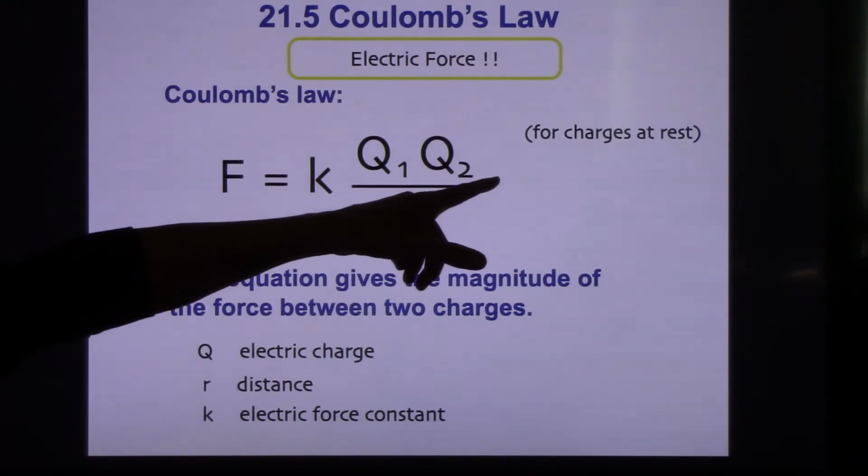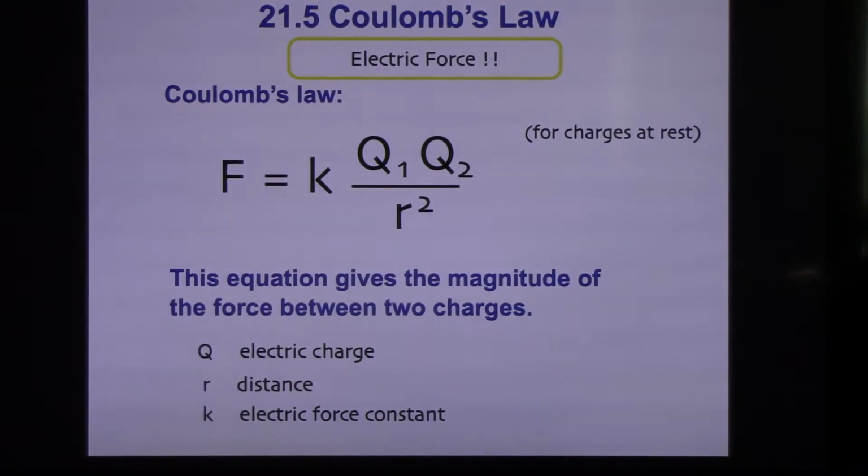Now, I wrote that in parentheses over there. This formula works exactly when the charges are not in motion. And we'll see some of the effects in later chapters. What happens if charges are moving? What are the forces going to be like? We'll look at that.